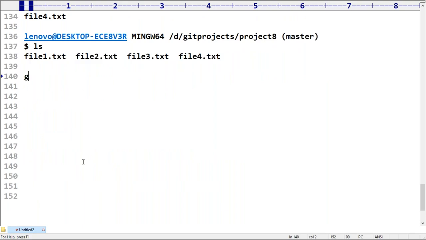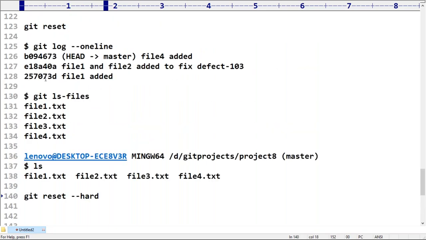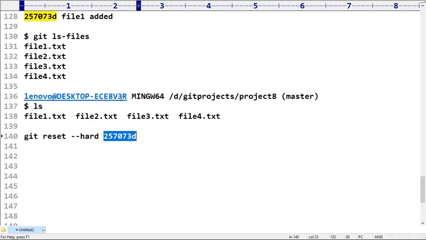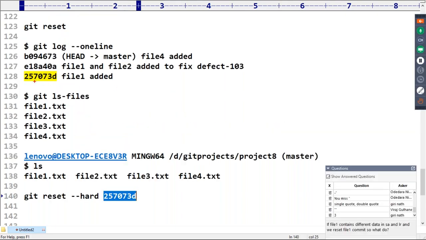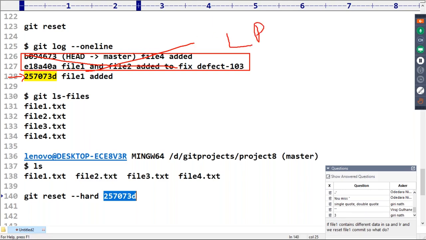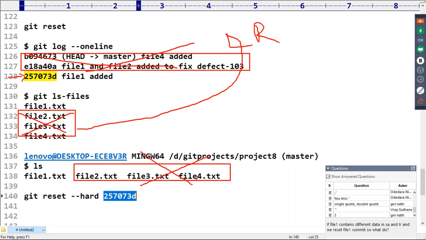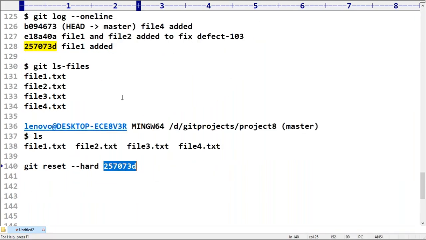Perfect, sir. Now git reset hard. Let me take this one, sir. If I take this commit, it will become the head. Now these 2 commits will be deleted. These 2 commits will be gone from the repository, and the corresponding files from the staging area will also be gone, and from the working directory too. Very dangerous, because the corresponding files will be removed from everywhere, right?